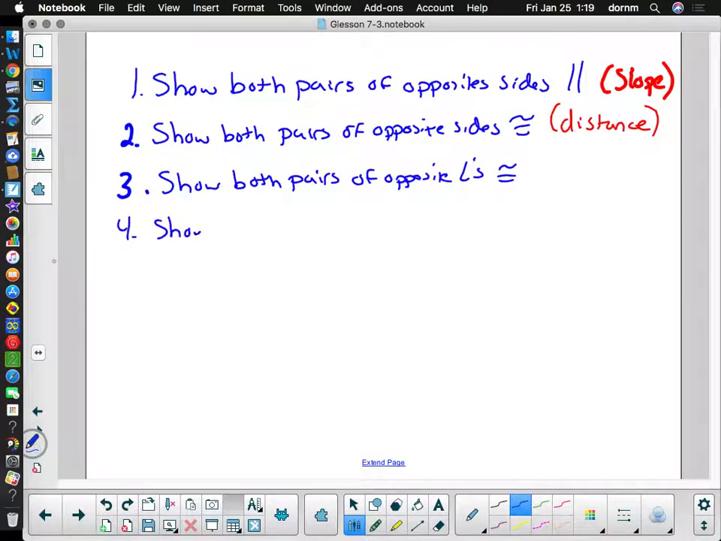I could show all pairs of consecutive angles are supplementary. And again, I can't really do that in the coordinate plane so well unless we have all right angles.